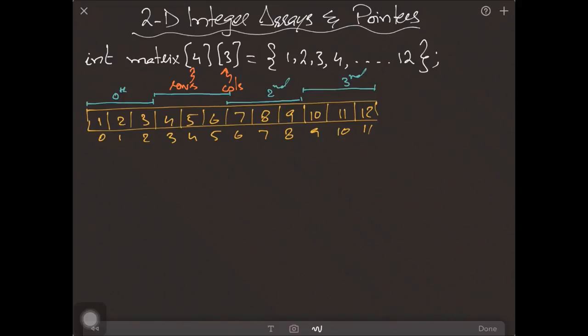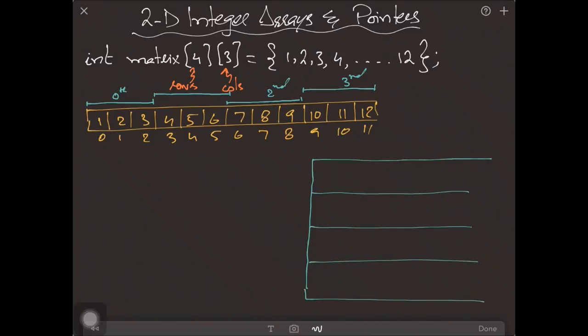Some people feel it is convenient if it is represented in actually a matrix form, something like this. We have 4 rows and we have 3 columns. Column 0, column 1, column 2, row 0, 1, 2 and 3. Here we have rows and here we have columns.